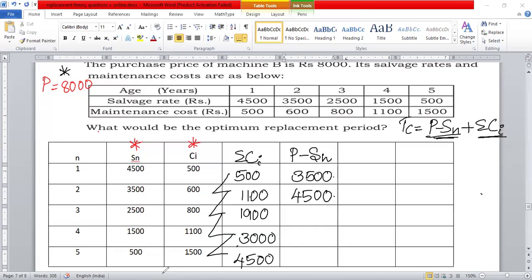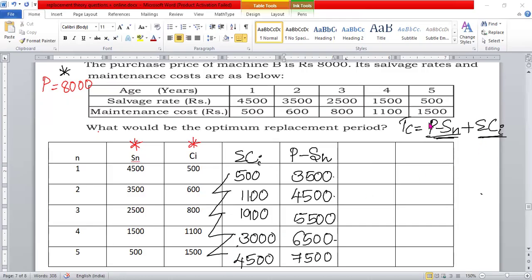So 5,500. 8,000 minus 1,100. Oh, sorry. 8,000 minus 1,500, so 6,500. 8,000 minus 500, so 7,500. Okay, P minus S of N is done.